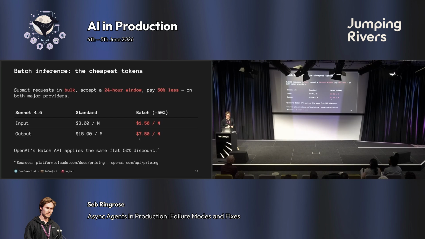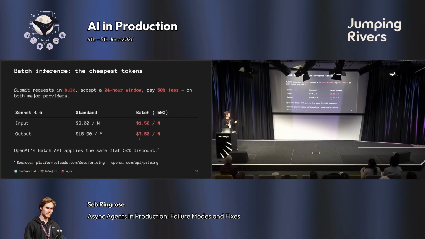Well done. Thank you. So batched inference, if you don't know, which most of you don't, you basically write a JSON-L file. So one line is one block of JSON. Each of those is a request, and you upload that whole file to Anthropic or OpenAI, and they will process it in the background for you. They usually offer a 24-hour completion window, and you pay 50% less for your tokens. So that's pretty good saving.